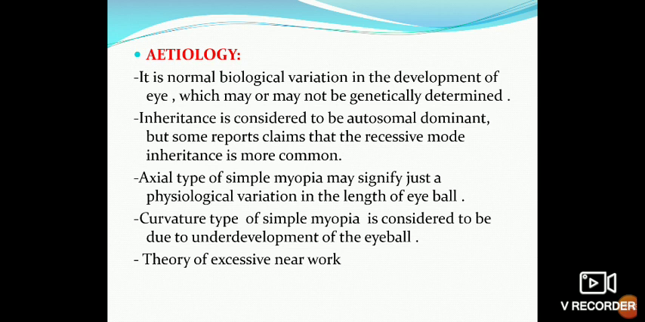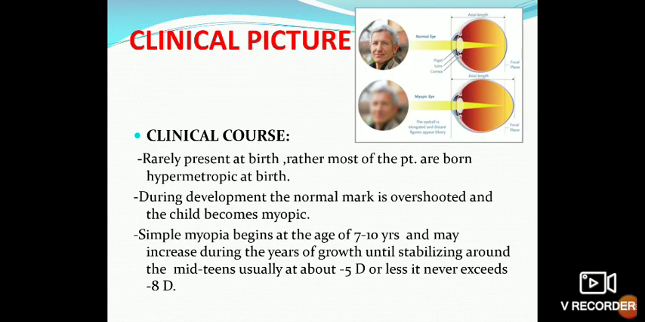Remember, there are various theories put forth to explain this school myopia, and one of the theories is excessive near work. Okay, clinical picture. Here remember, the children are not myopic at birth. Rather, the children are born hypermetropic. And when the child grows, there is emmetropization, and at the age of 8 to 10 years, this emmetropization should occur.